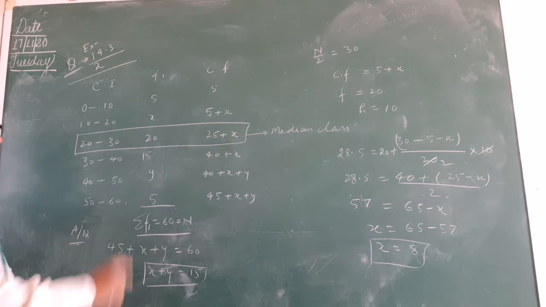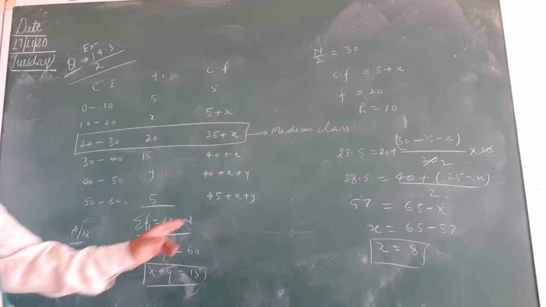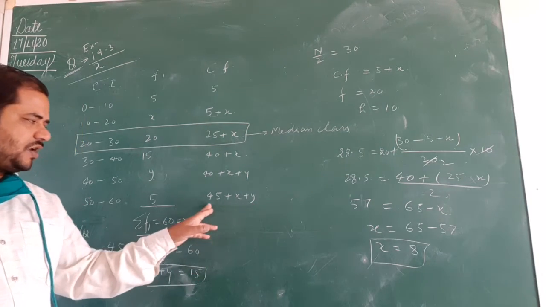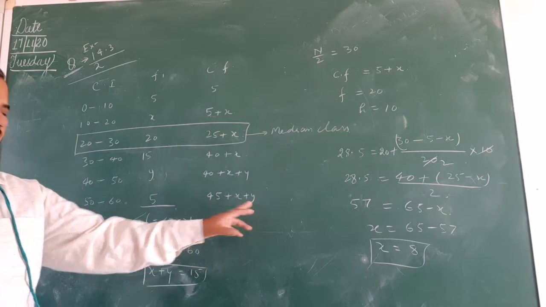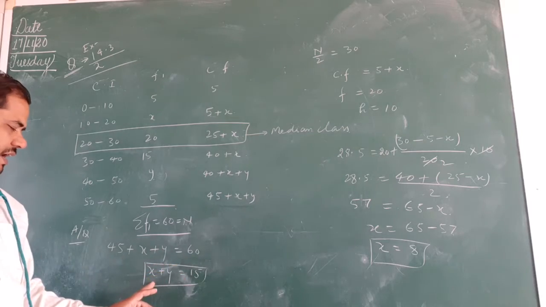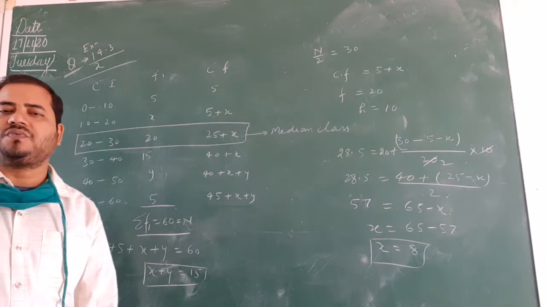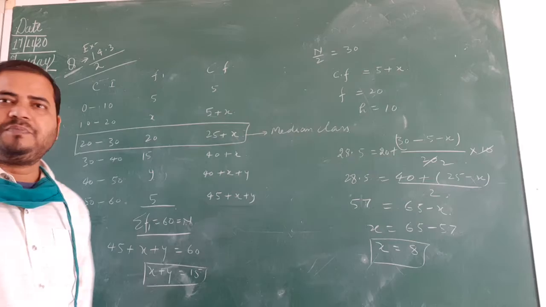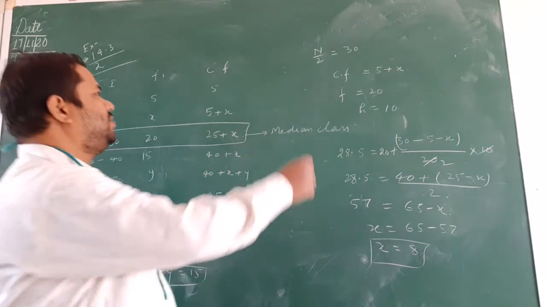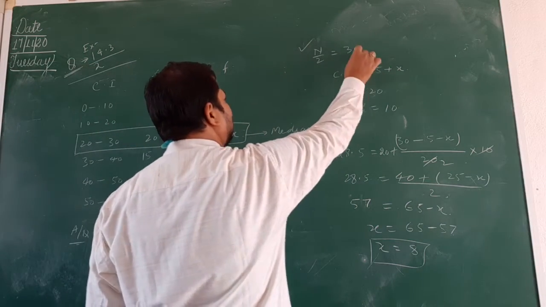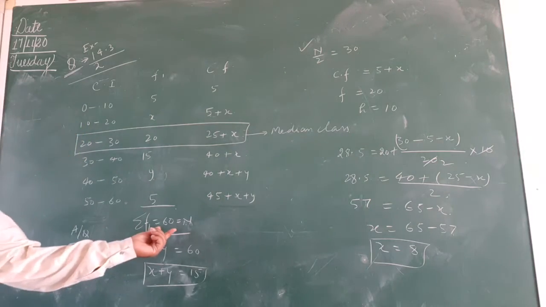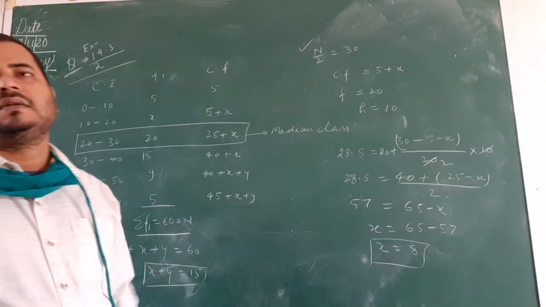Sigma f is given as 60. So here the sum of frequencies is 45 plus x plus y, and this is nothing but 60, and that's why x plus y should be 15. Okay. Now n by 2 is nothing but 30. Why? The total is 60, so n by 2 is 30.